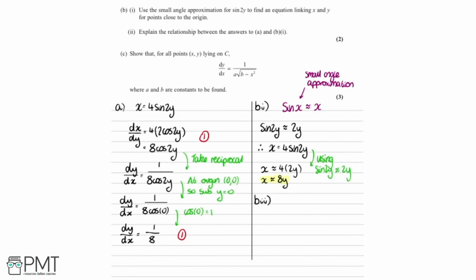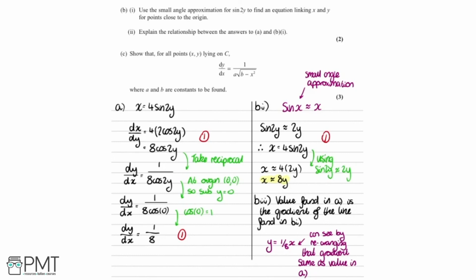For the second part of B, we need to explain the relationship between the answers to A and B1. So the value found in part A is the gradient of the line found in part B1. So what we're saying here is that 1 over 8, what we found in part A, is the gradient of this line here. And that would make sense, because if we rearrange this to get y equals 1 over 8 x, then we can see here that our gradient is 1 over 8, so it makes sense.